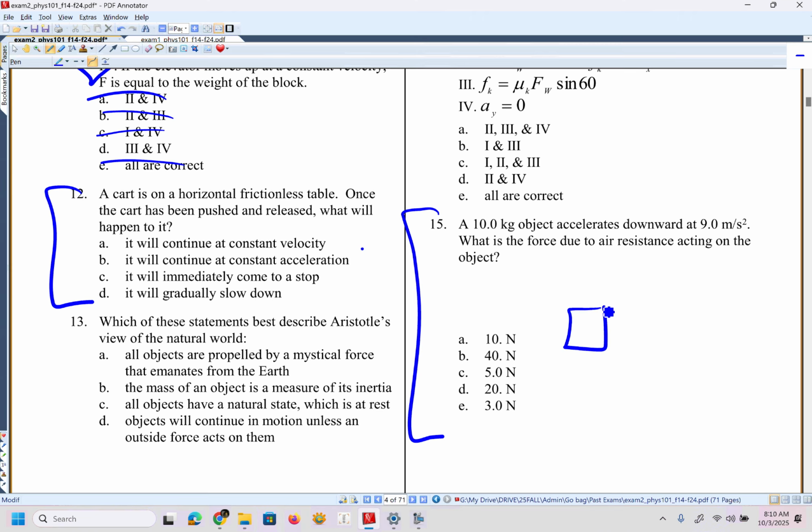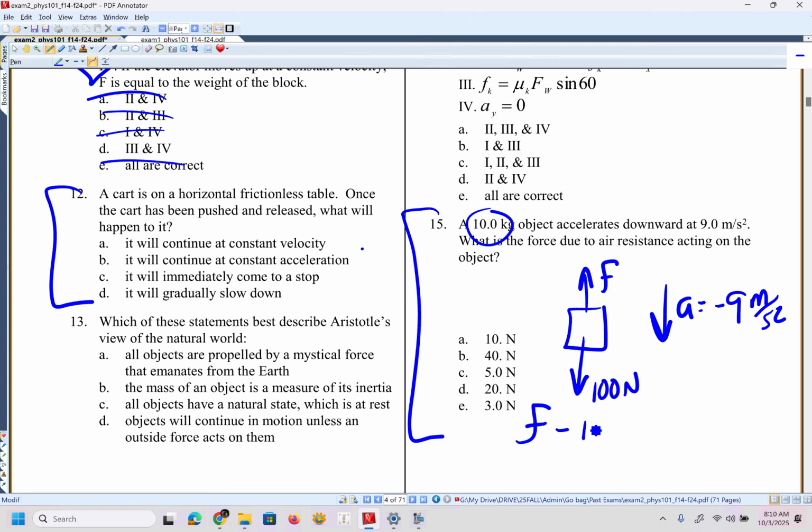Let's just take a look at this. So I have a frictional force or an air resistance force. I have a weight, which is equal to 100 newtons. Normally, I would expect this to accelerate at 10 meters per second squared, but I'm told that the acceleration is equal to minus 9 meters per second squared. And so I do the sum of the forces, F minus 100 equals the mass, 10 times minus 9. And so F is equal to 100 minus 90, which is equal to 10 newtons.